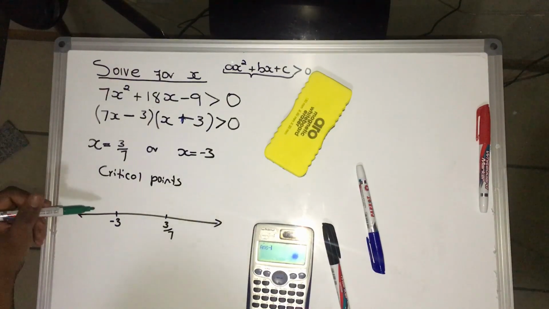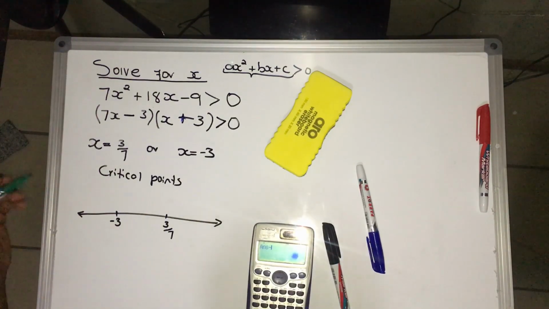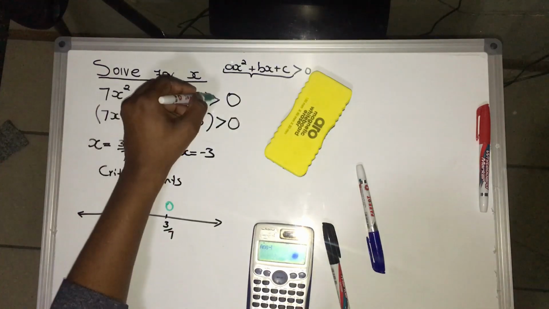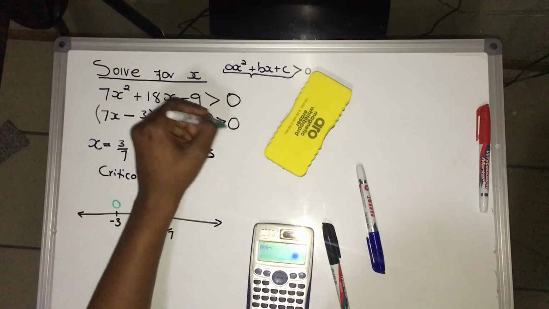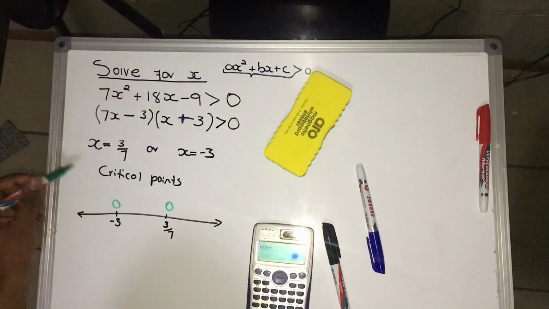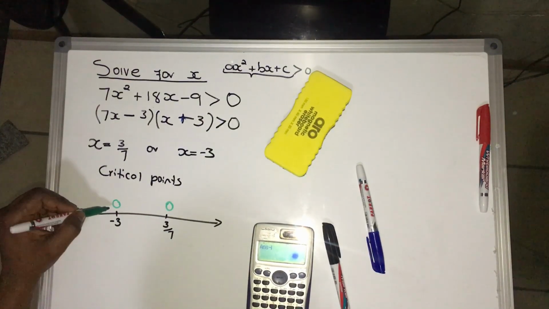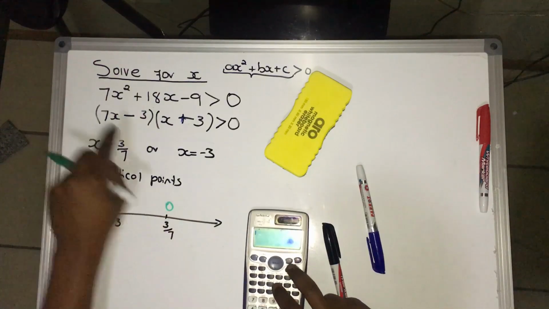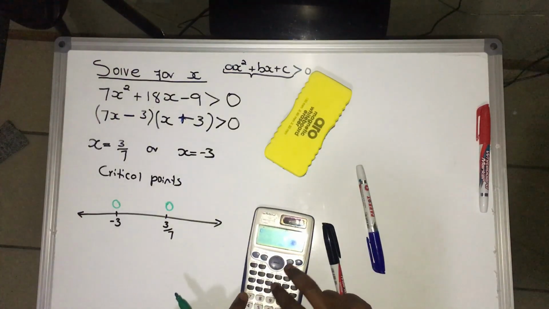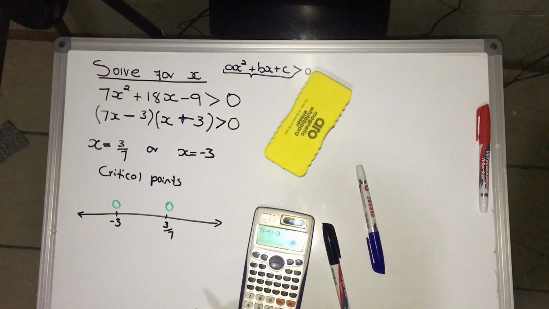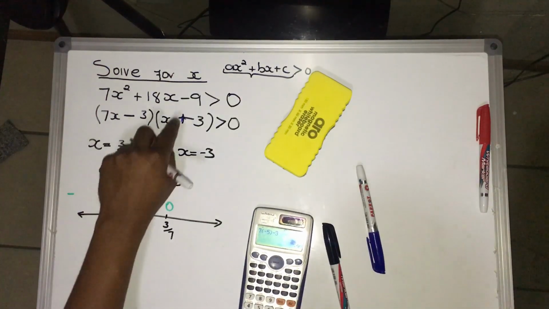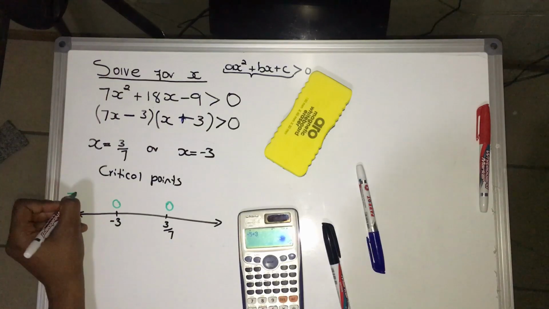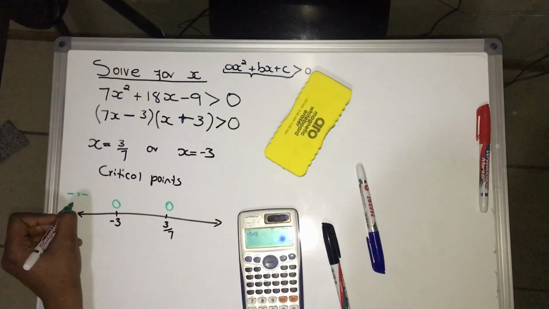Okay, so now the region x less than minus 3. The value 0 is excluded because our equation is greater than 0. So for x less than minus 3, we choose any value, let's just choose minus 5. Check the first factor, 7 times minus 5 minus 3, gives minus 38, which is negative. The other factor, minus 5 plus 3, gives minus 2, which is negative. So minus times minus, overall positive.